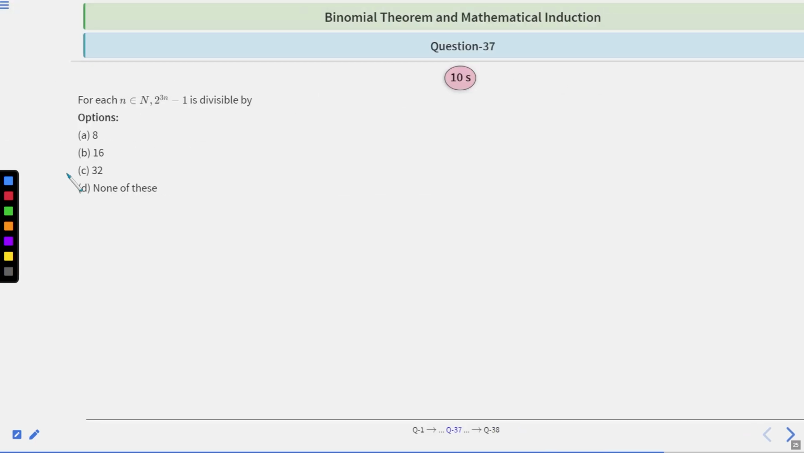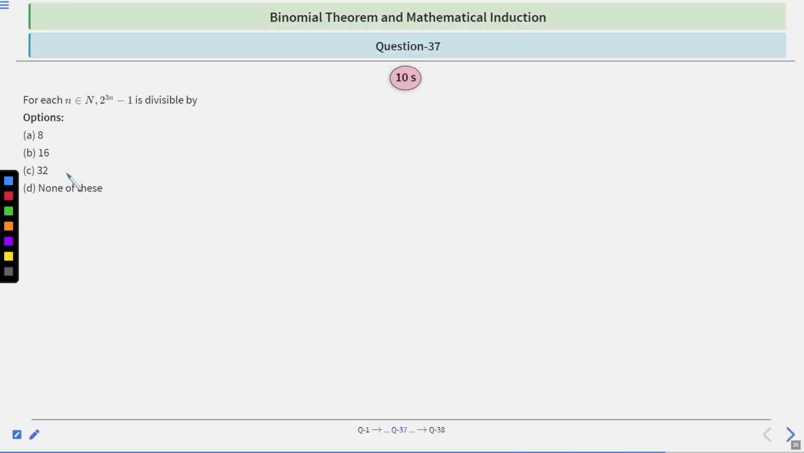Okay, let's move to the next question. Question number 37. It says, for each n belonging to the natural numbers, 2^(3n) − 1 is divisible by which term? So you have 10 seconds to solve this question. After 10 seconds, we will discuss the solution.